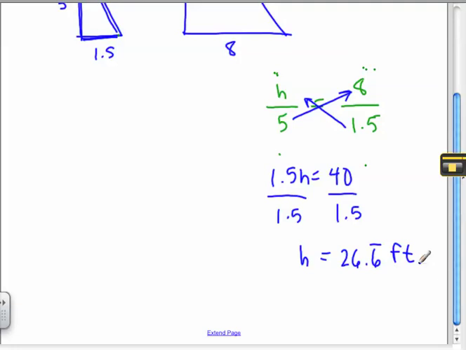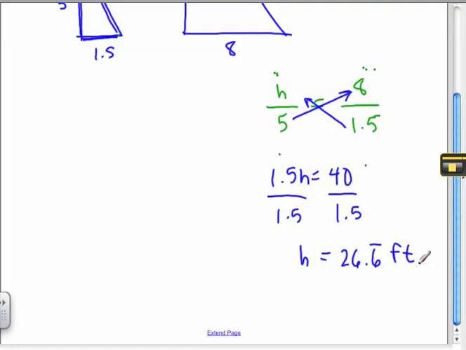Do you remember? 26 feet and 9 inches. Not 9 inches, but 8 inches. 9 would be 0.75. 8 is 0.6 repeating. 8 out of 12.